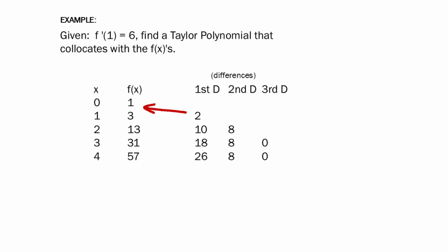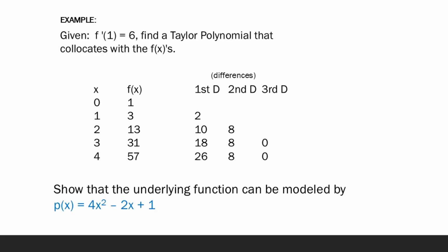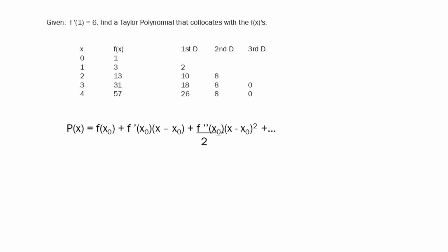So the 2 here is 3 minus 1, the 10 here is 13 minus 3, and so on and so forth. And the second differences is 10 minus 2, which is 8, or 18 minus 10, which is also 8, and so on and so forth. Now show that the underlying function can be modeled by a Taylor polynomial equal to 4x squared minus 2x plus 1. For this to happen, we need to take a look at the expansion of the equation that we had a while ago and plug in the numbers.